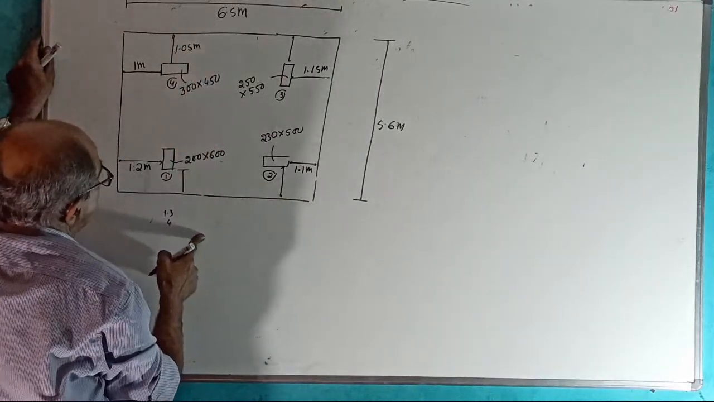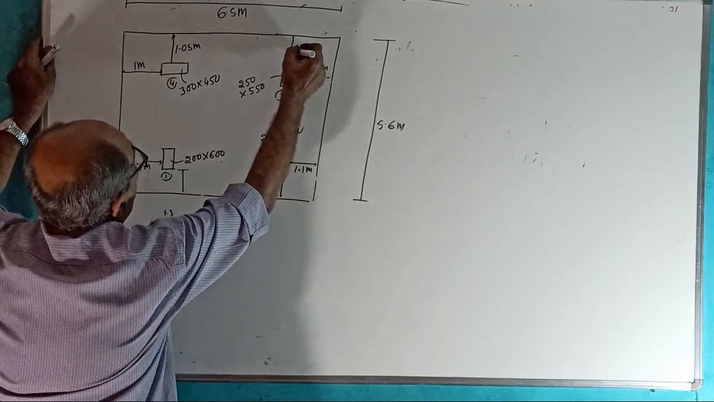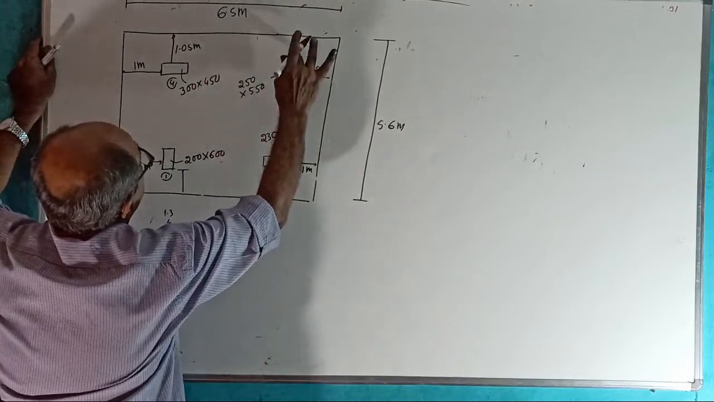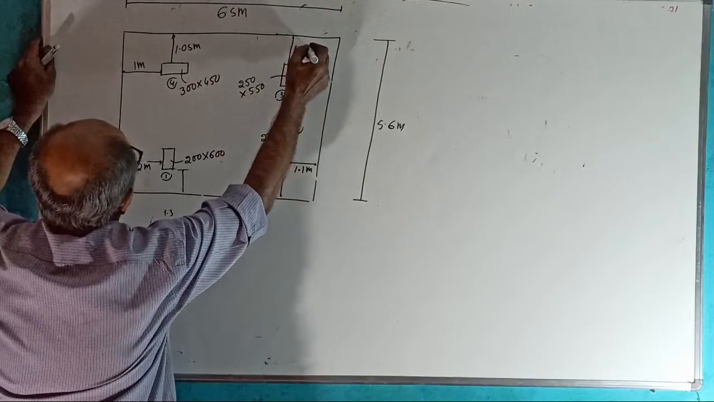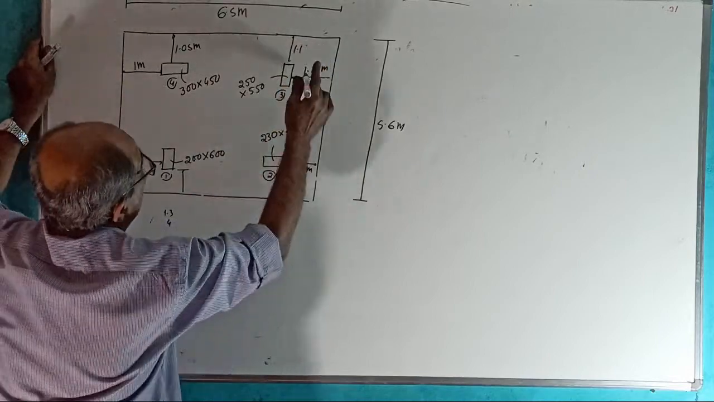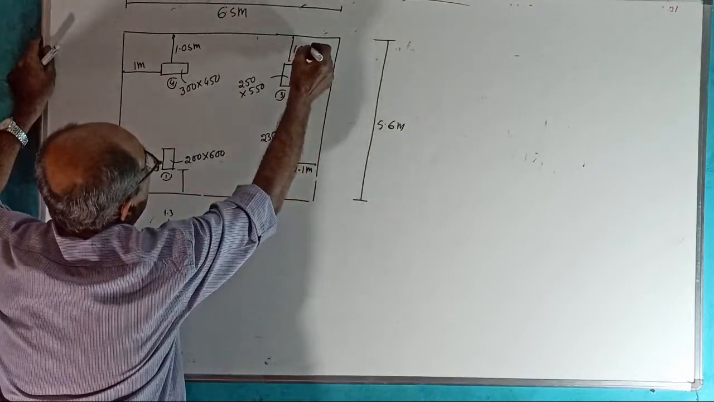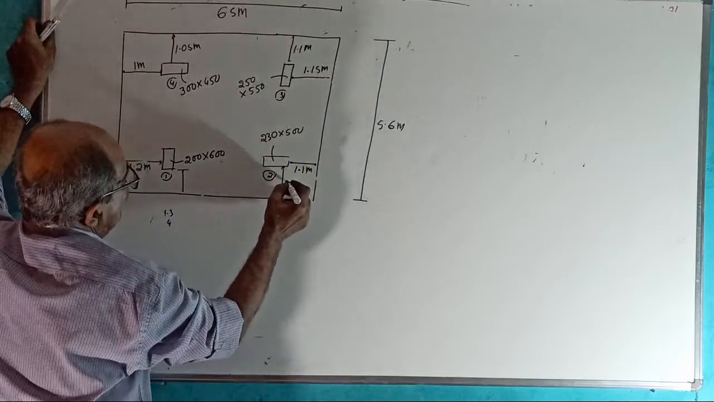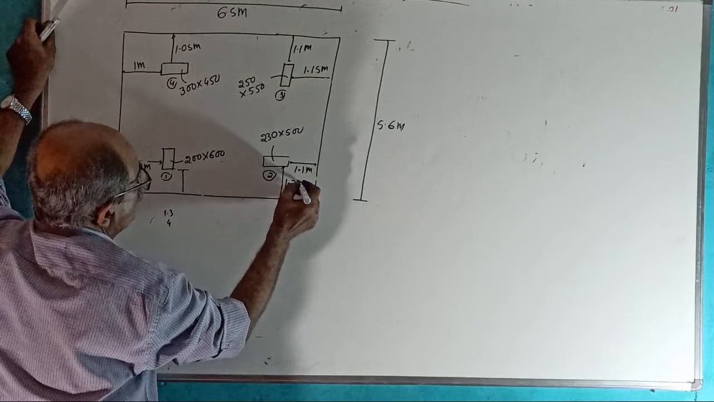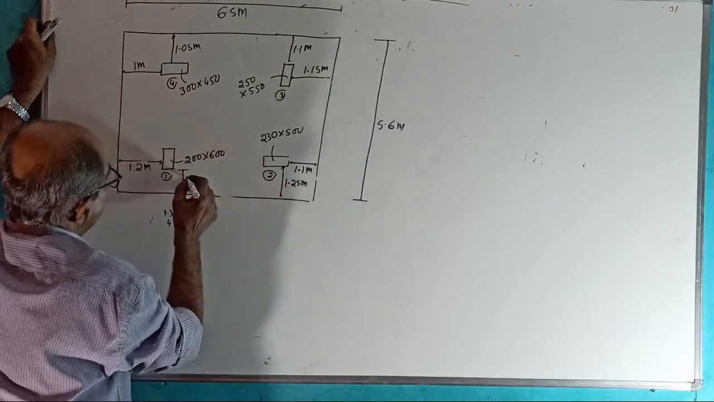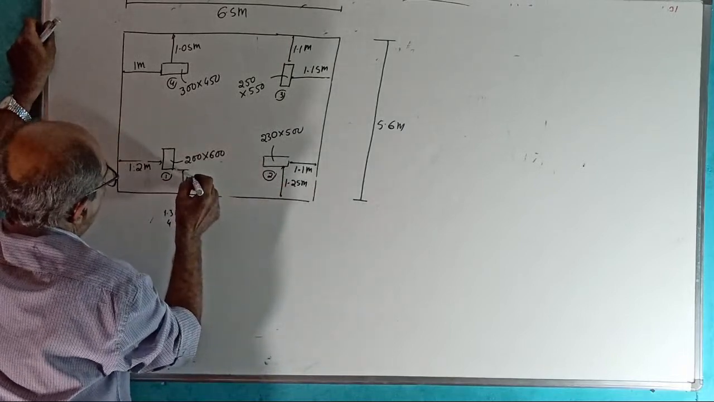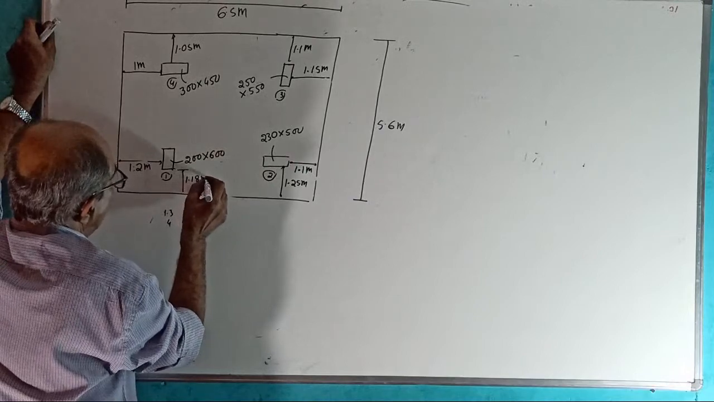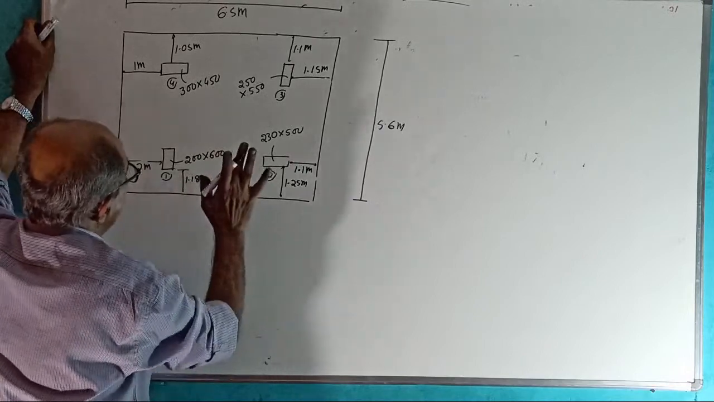Any 1.05 is there? No. This is a little more, 1.1 meter. That 1.1 is not this 1.1. It is not this 1.1. 1.1 meter. Then this distance is 1.25 meter. This is 1.18 meter. Okay, these are the dimensions.